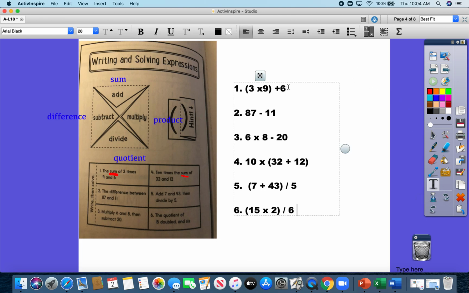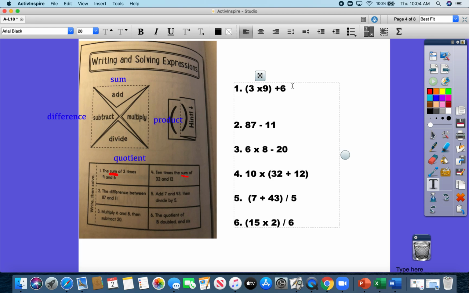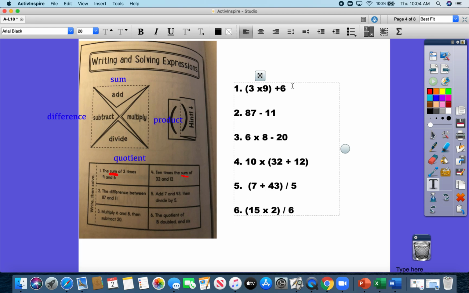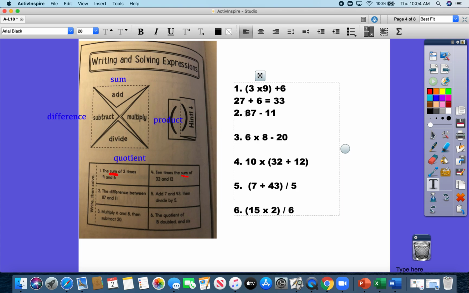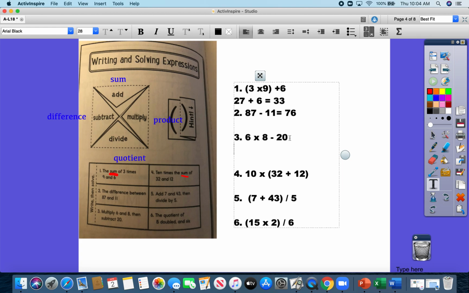Okay? All right, so I've got 3 times 9 is 27. Oh, sorry. 27 plus 6 equals 33. All right, 87 minus 11 is 76. Notice that one was easy. I didn't really need to show work because it was just one step. Okay, number 3, 6 times 8 is 48 minus 20 equals 28.